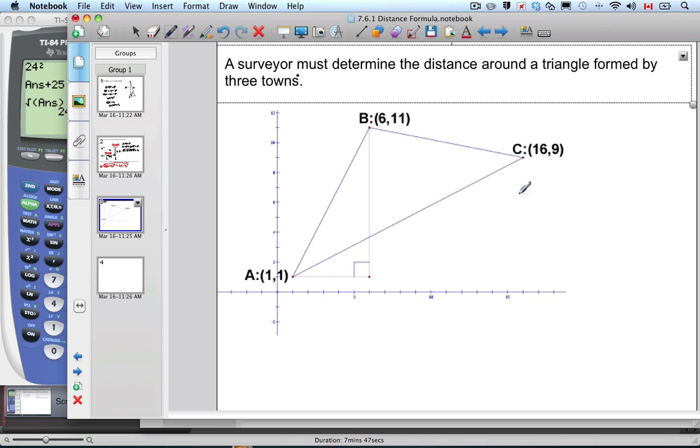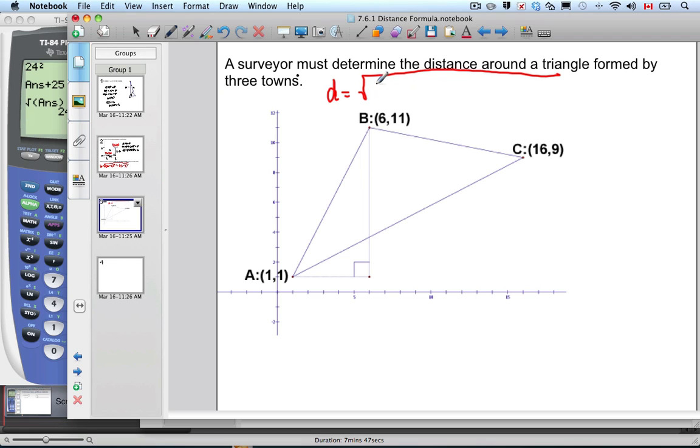So the surveyor must determine the distance around a triangle formed by the three towns, town A, B, and C. Well, I know my distance formula. We just discovered that. That's x2 minus x1, so the difference in the x's, squared, plus y2 minus y1 squared. Right. Okay, so let's find the distance.